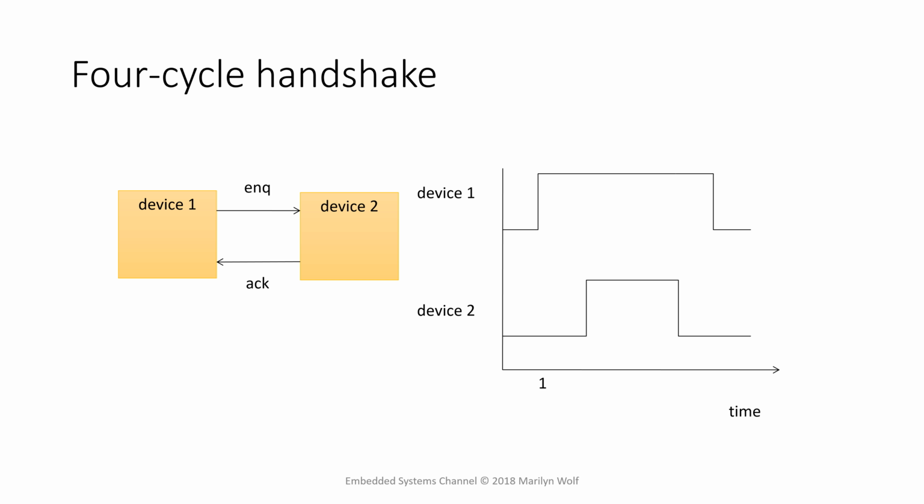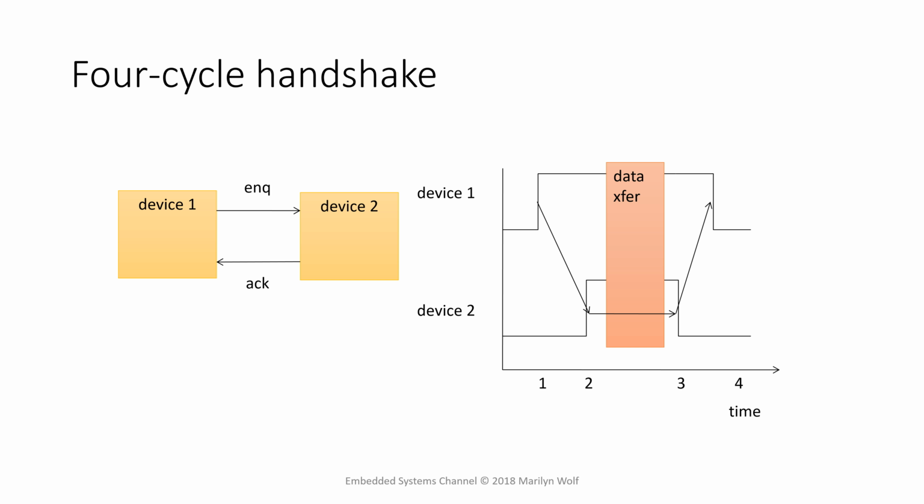When device 2 is ready, it sets its ACK signal high to tell device 1 that it can now go ahead. The data transfer occurs. Then in step 3, device 2 brings down the acknowledge signal to tell device 1 that it has successfully received the data. That causes device 1 to bring down its ENC signal, and now both signals are at their original low state. So we can perform another 4-cycle handshake in order to transfer another piece of data.